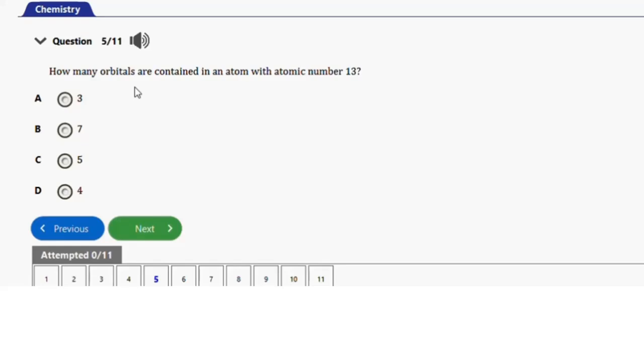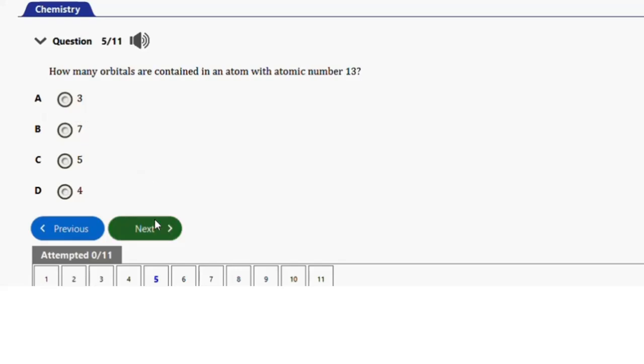That's aluminium, right? So when you check the arrangement, we have 3 shells. These 3 shells represent the orbitals. So how many orbitals are contained in an atom with atomic number 13? Since the arrangement has 3 shells, K, L, and M, this shows us that it will be 3 orbitals. So option A is the right answer to this question. It's as simple as this.